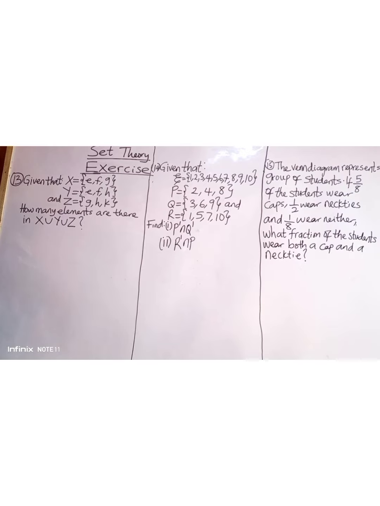Question 13 says, given that set X is equal to {E, F, G}, set Y is equal to {E, F, H}, set Z is equal to {G, H, K}. How many elements are there in X union Y union Z? They say how many elements, they want you to count the elements there. So that's when you are talking of cardinality of sets. That is the number of elements that are present in a given set.